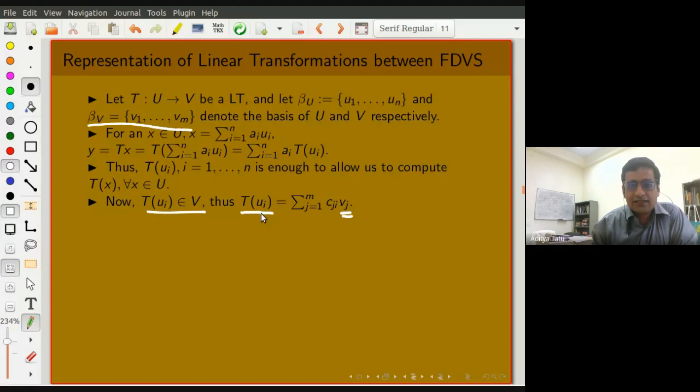Since there are two variables here, i and j, the scalars also have to be equipped with two subscripts, j and i. This could be a possible source of confusion, but I hope you can see through this. Each T(U_i) will possibly have a different linear combination of my basis V1 to Vm. So I cannot just write it as C_j V_j. For each i, the C_j's will be different. Is that clear?